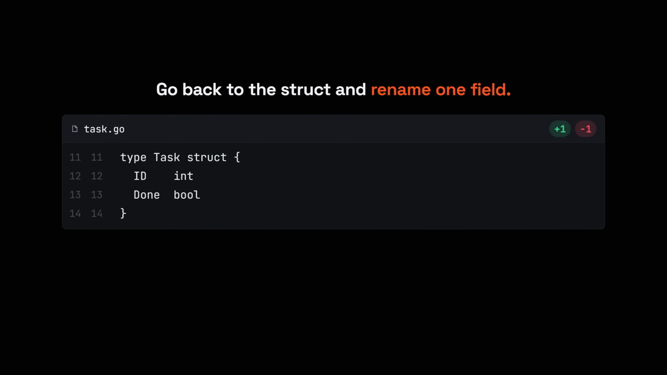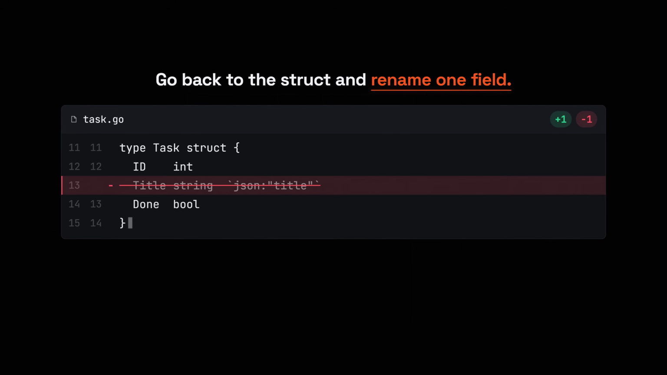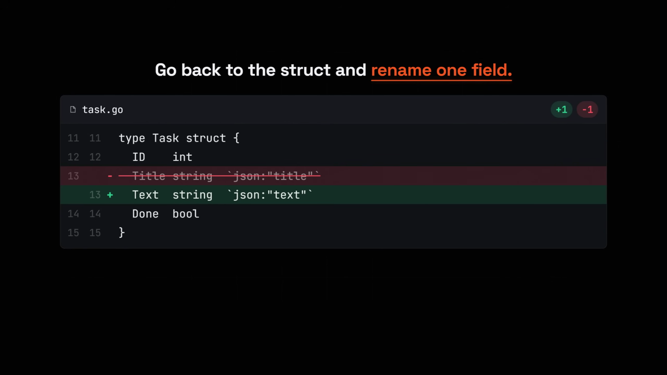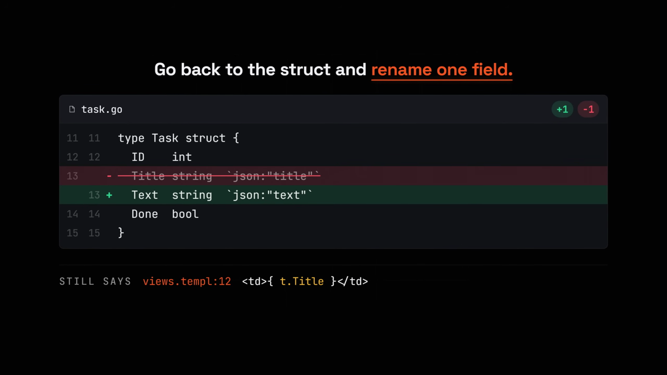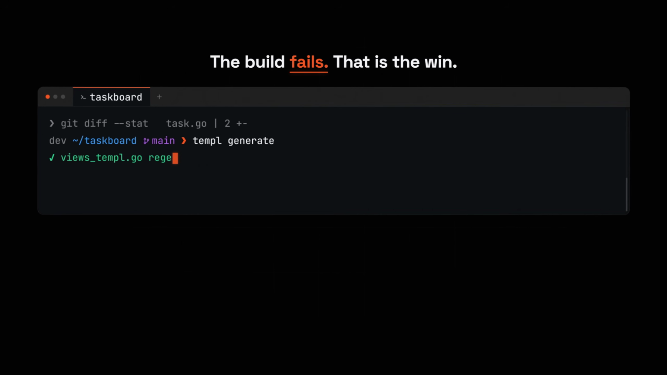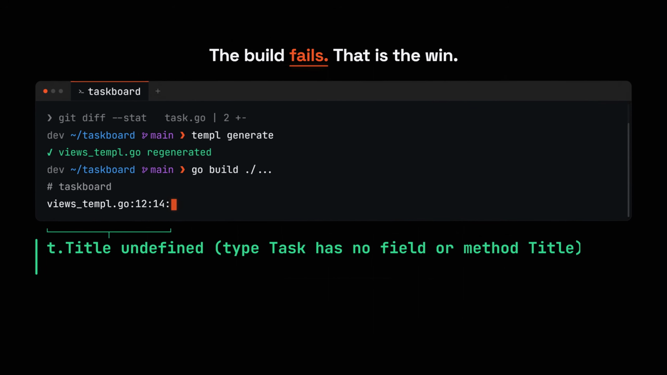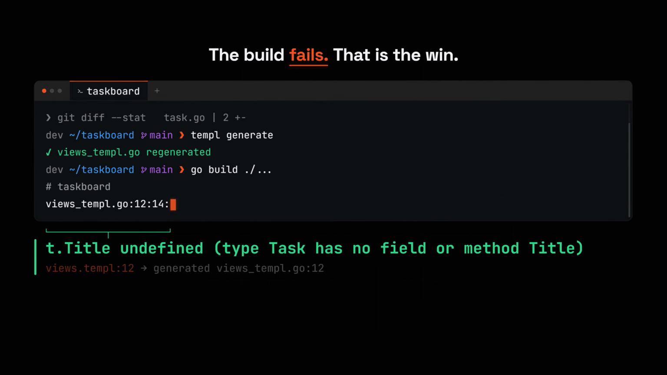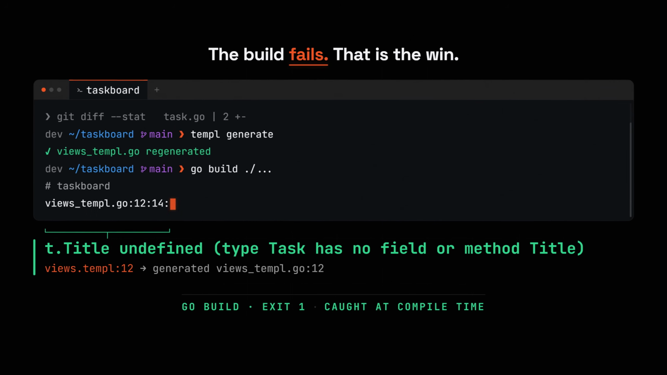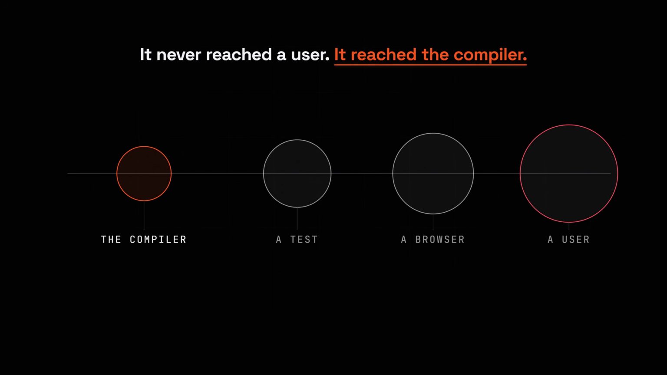Now the part I promised. Go back to the task struct and rename title to text. It's the kind of rename you do without thinking on a Friday afternoon. Run templ generate, then go build. It fails, t.title undefined. Type task has no field or method title, and it points at the file and the line that came from your HTML. That's a thesis in one error message.